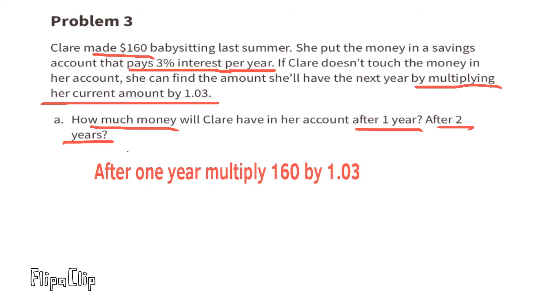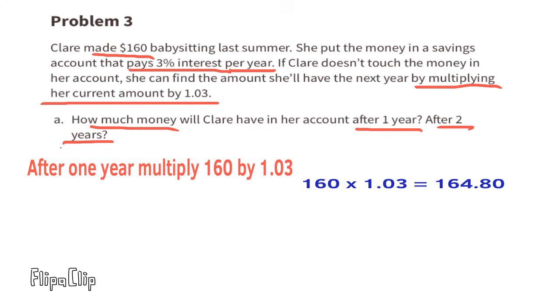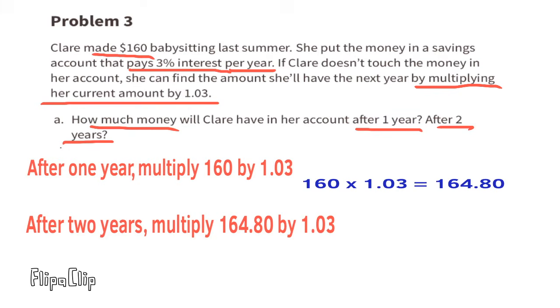To find the amount she'd have after 1 year, multiply 160 by 1.03. After 1 year, Claire would have $164.80 in her account. To find out how much Claire would have in her account after 2 years, you need to multiply $164.80 by 1.03. After 2 years, Claire would have $169.74 in her account.